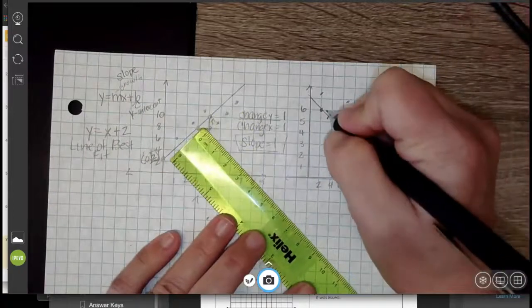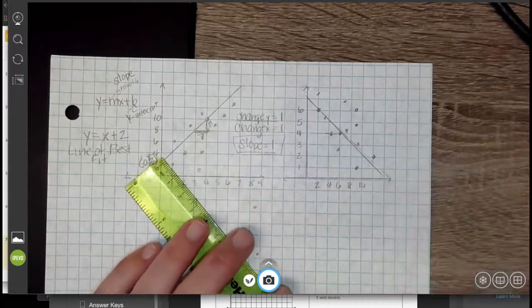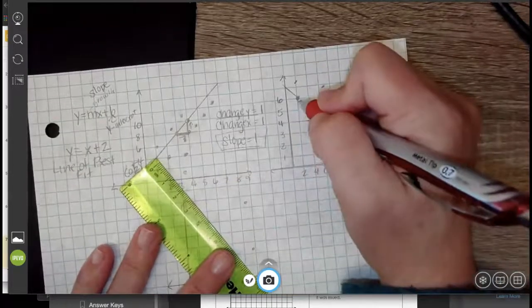So here's one here, and here's one here. I'm going to draw in my growth triangle. I might use a different colored pen. So here's my growth triangle.